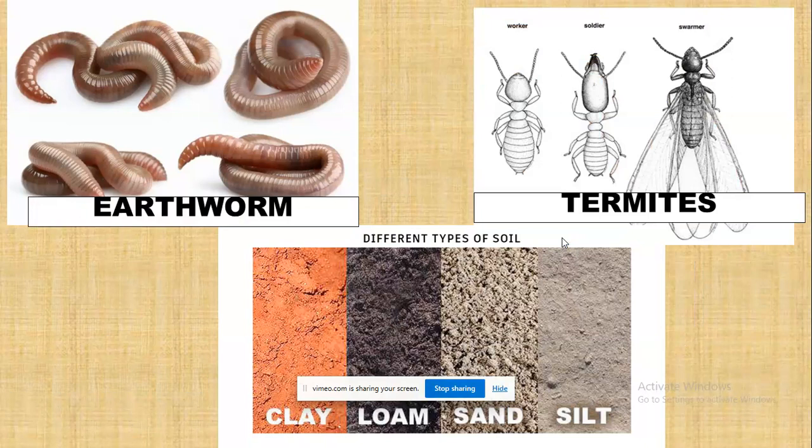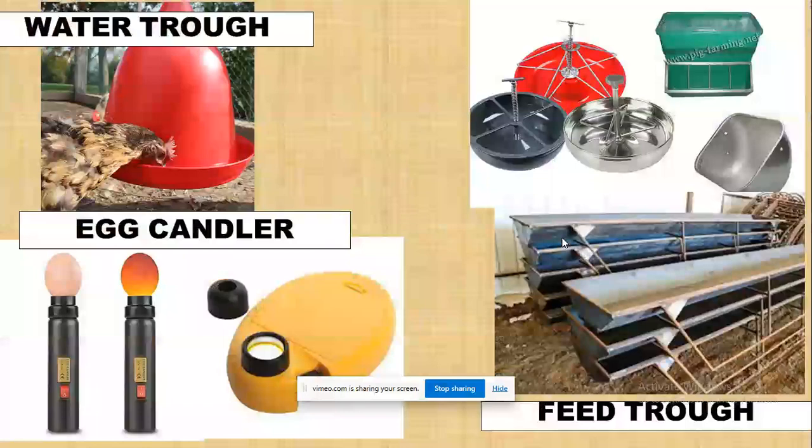These are soil, different types of soil. We have clay, loamy, sandy, and seed soil, as you can see on your screen. Then we have a water trophy. So we have what we call head candula. So this is what we call a feed trophy. So as you can see on your screen, please take note, students, and check very well.